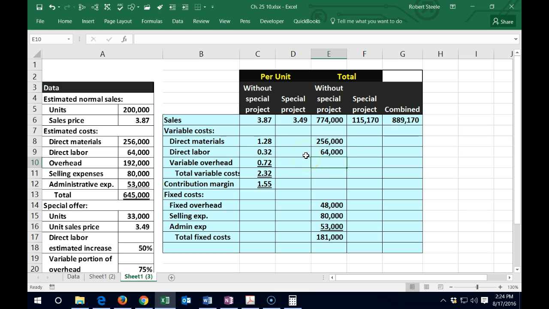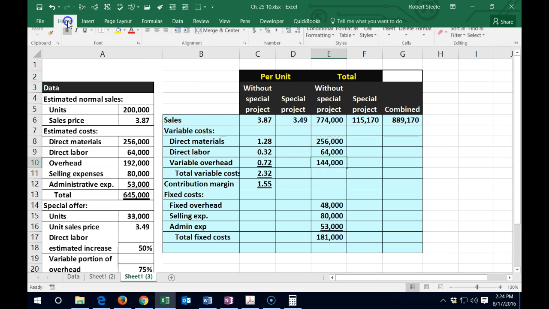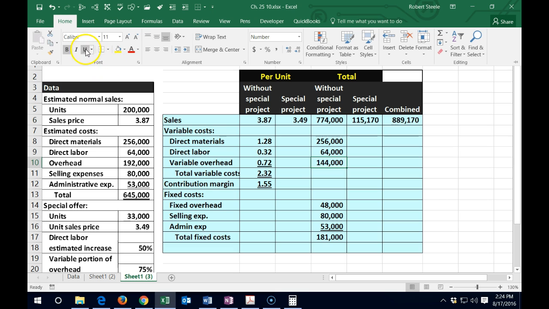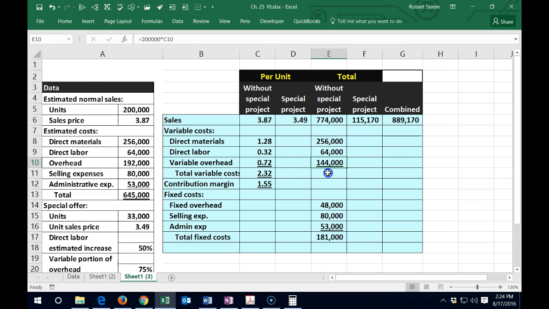Next item, variable overhead. We're going to say this equals the 200,000 times the 0.72, and that gives us the 144,000. I'm going to underline that. Home tab, we're going to go to the font group and underline. We'll then sum this up. So I'm going to say equals SUM. This is the total variable costs.